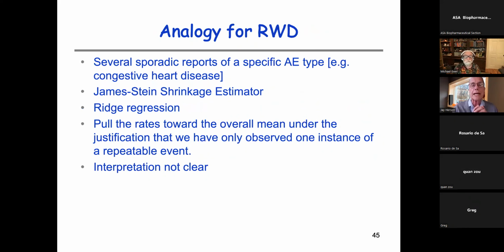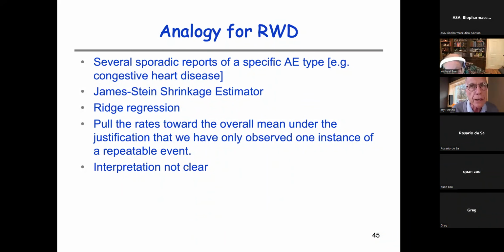Now, is there an analogy to meta-analysis for real-world data? We don't have covariates. We may have several sporadic reports of a specified AE type, say congestive heart disease, and maybe one comes from the FDA database, one from Blue Cross Blue Shield, and some from Medicare. Can we combine these? And again, what are the data we're combining?